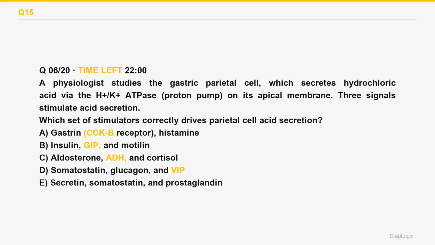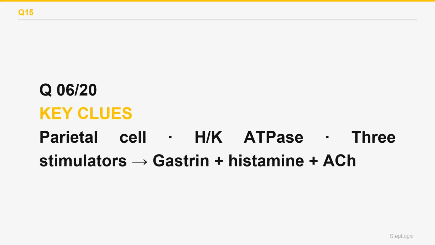Gastrin, histamine, and acetylcholine stimulate the parietal cell. The parietal cell secretes hydrochloric acid through the H plus K plus ATPase, the proton pump, on its apical surface, and three stimulators drive it. Gastrin from antral G cells acts on the CCKB receptor. Histamine from enterochromaffin-like ECL cells acts on the H2 receptor, and this is the most important because gastrin and acetylcholine largely work by triggering histamine release, which then potentiates acid secretion. Acetylcholine from vagal stimulation acts on the M3 muscarinic receptor. Together, these raise intracellular signals that activate the proton pump.